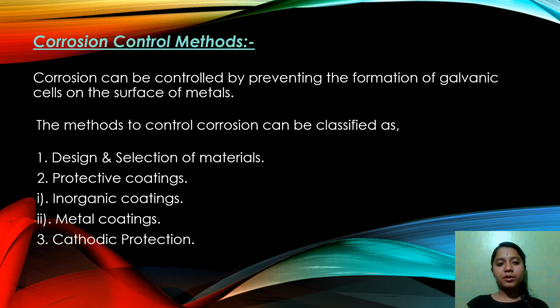Coming to the last topic of today's video, that is corrosion control methods. Corrosion can be controlled by preventing the formation of galvanic cells on the surface of metals. Here are a few methods to control corrosion, which can be classified as design and selection of materials, and protective coatings. Here it is classified into inorganic coatings and metal coatings. The third is cathodic protection. So these are the methods used for control of corrosion.